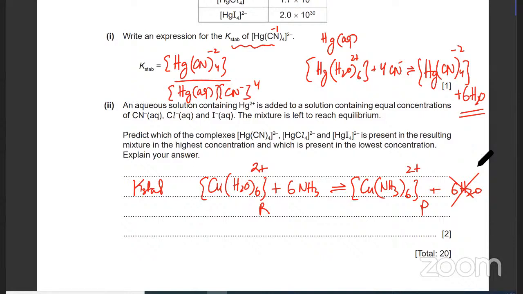No, magnesium chloride is not an example because it's not a ligand exchange reaction. I didn't get you. What is the ligand exchange that's happening in magnesium chloride?